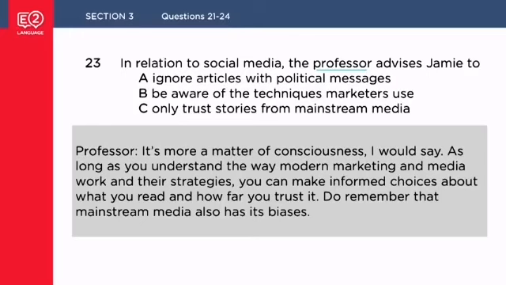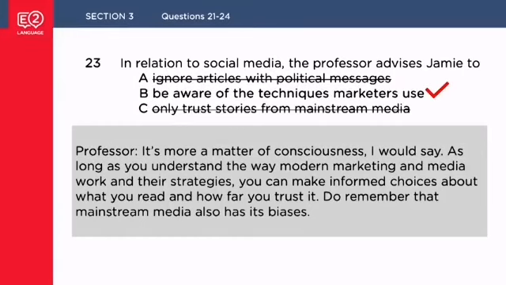So option A, did the professor advise her to ignore articles with political messages? No, that's not mentioned at all. Did the professor, C, say only trust stories from mainstream media? No, on the contrary, mainstream media has its biases. The answer is B. Be aware, be conscious of the techniques of marketers.